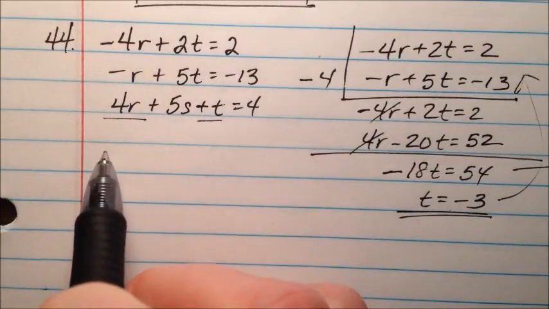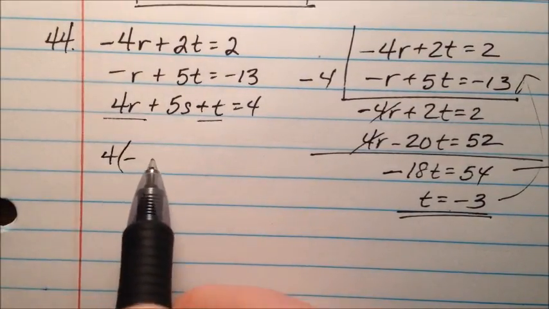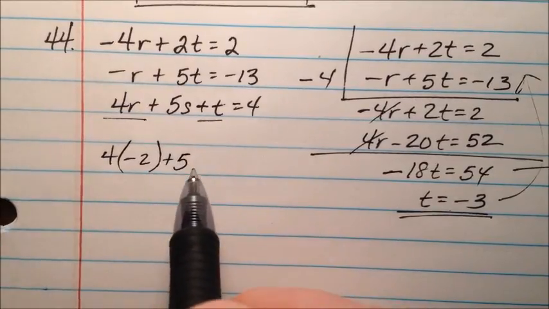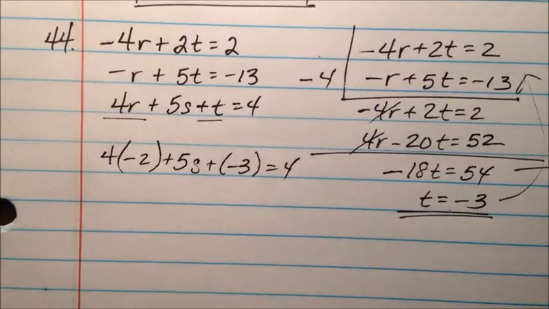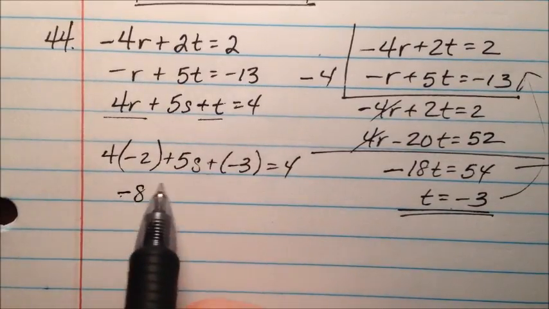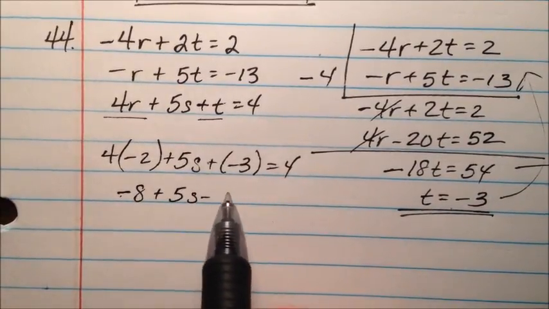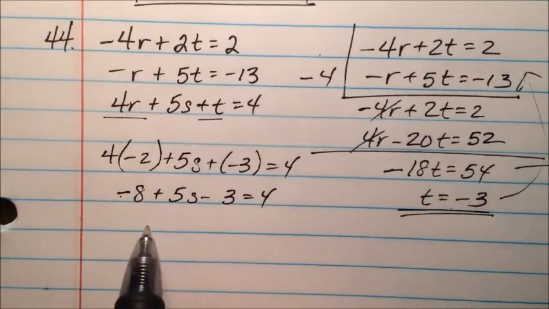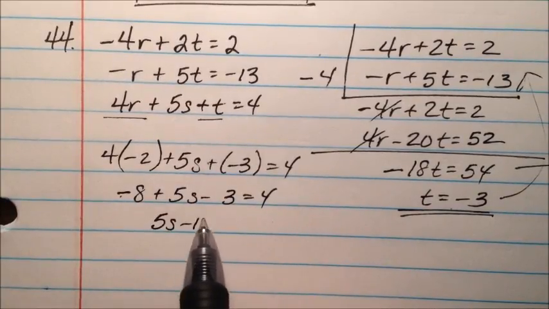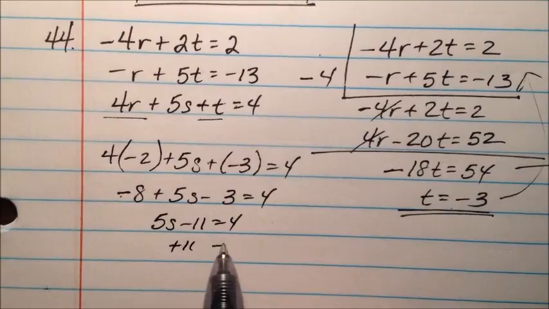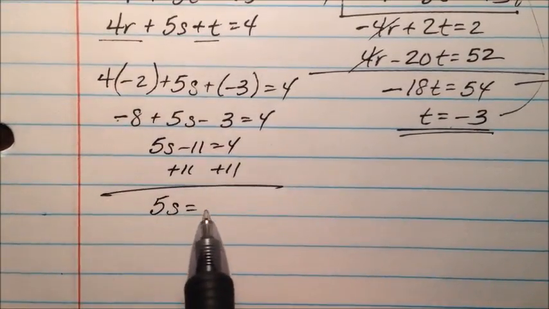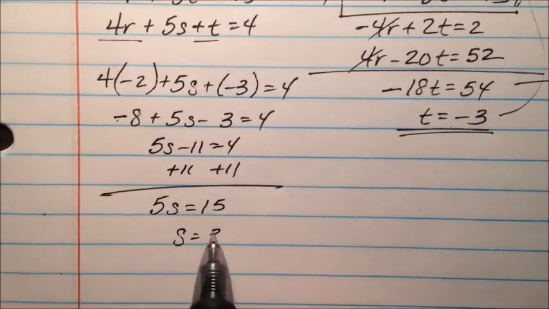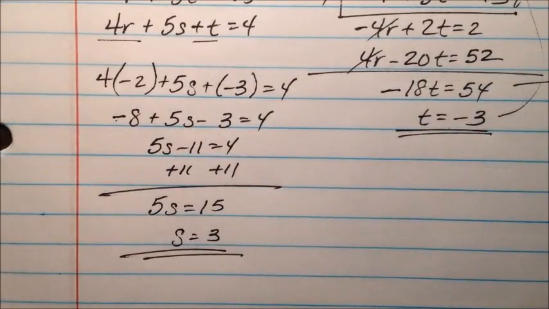So if r is negative 2 and t is negative 3, let's plug those into this final equation. So 4r, so 4 times negative 2, plus 5s plus t, which is negative 3, equals 4. So it'll be negative 8 plus 5s minus 3 equals 4. So 5s minus 11 equals 4. Let's add 11 to both sides. So 5s equals 15. S should be 3.